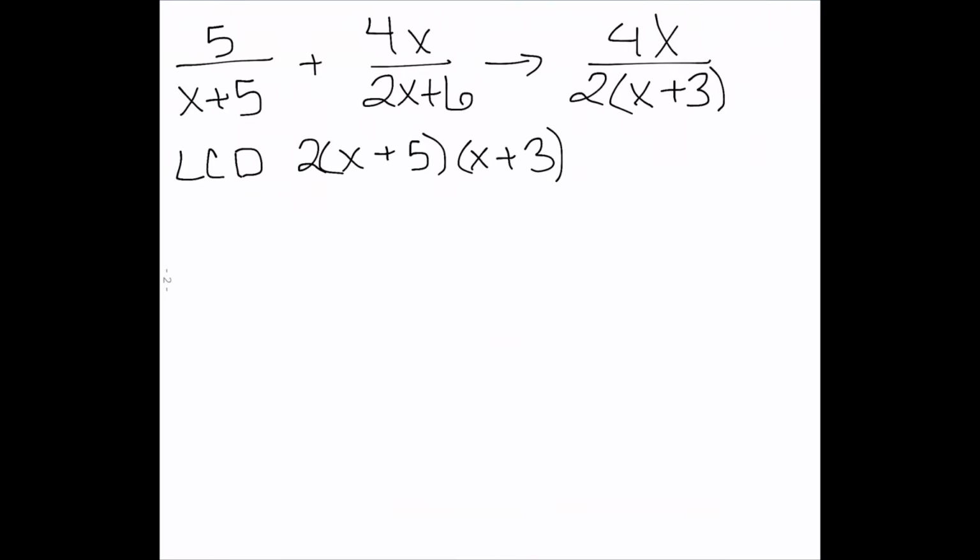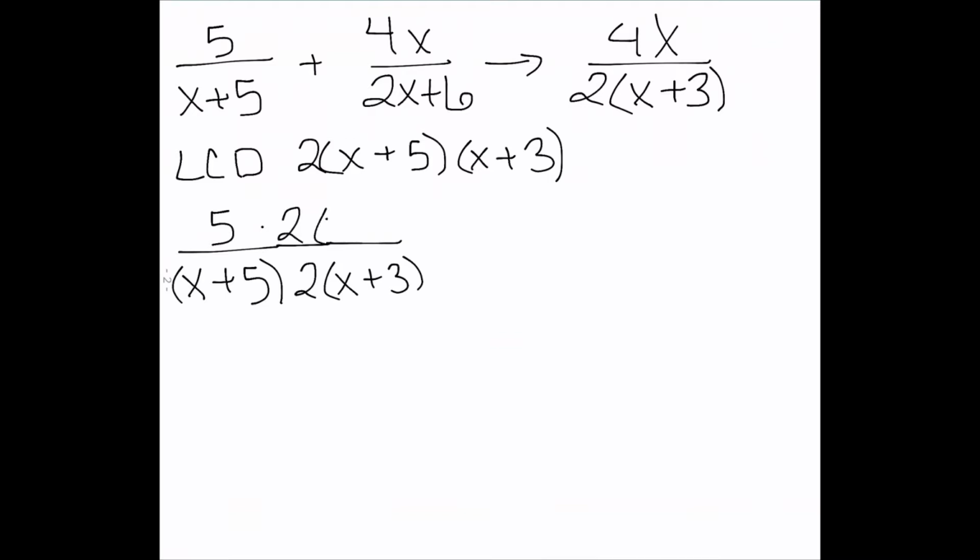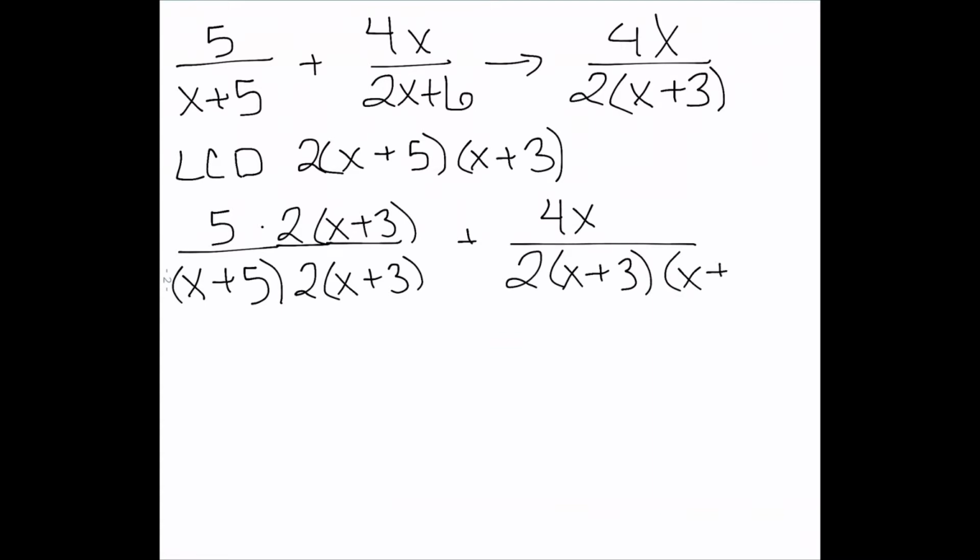So now we need to rewrite our fractions. Our first one, 5 over x plus 5. It's missing, to get the common denominator, a 2 and an x plus 3. So on the top, I'm going to multiply by 2x plus 3. The second one has the 2x plus 3, but it's missing the x plus 5, so I need to add it to both the top and the bottom.